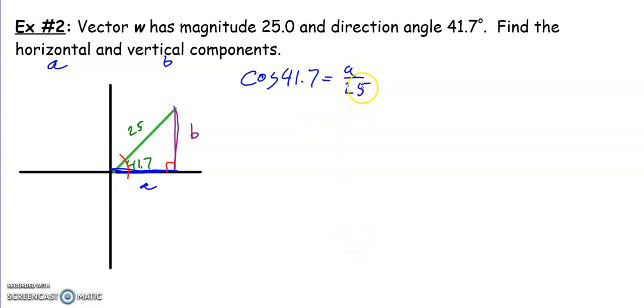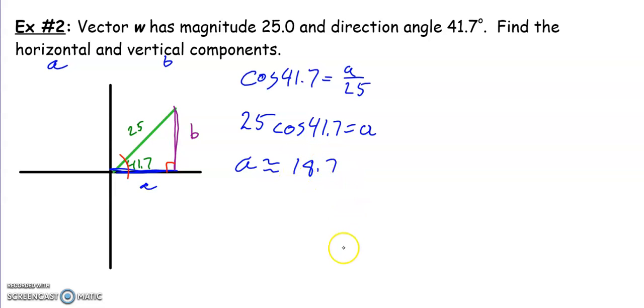Get A by itself. I'm going to multiply both sides by 25. So we're going to have 25 times cosine 41.7. That's going to be A. I plug all of that into the calculator, and we find A is about 18.7. So my horizontal movement is about 18.7.